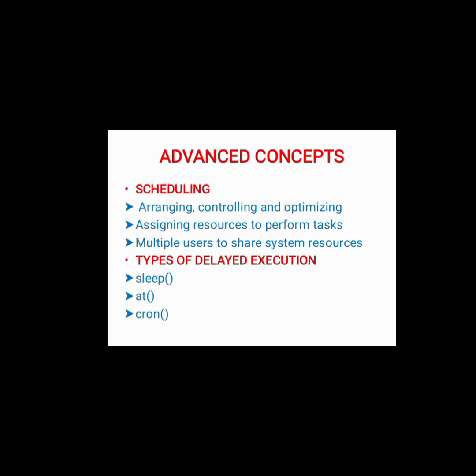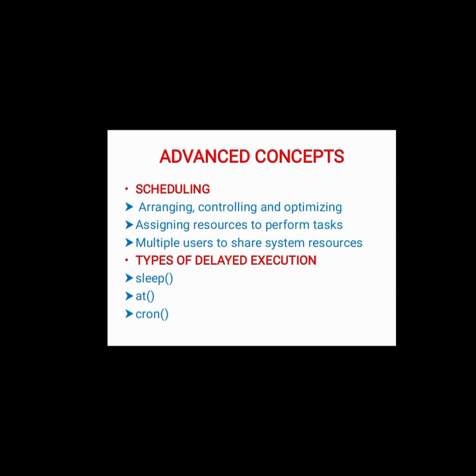Advanced concepts. There are three advanced concepts. Now we are going to see that. They are scheduling, personalities, and cloning. What is scheduling? It is a process of arranging, controlling, and optimizing work and workloads in a manufacturing process. Scheduling is the action of assigning resources to perform tasks. This allows multiple users to share system resources effectively.